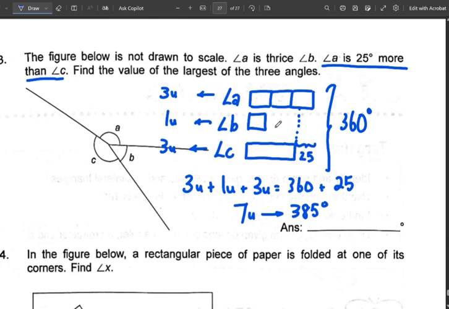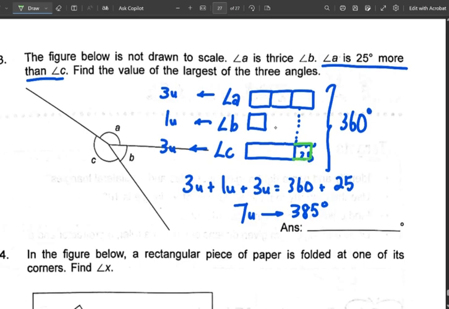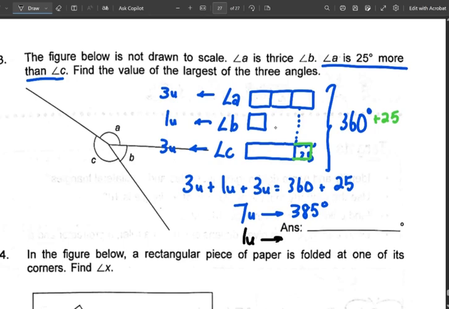You understand? So I'm just going to show you that I'm adding. You can see if I add, you see? Guys, can you all see if I add? What happens when I add this green color box? It becomes 3 units, right? But I must also add 25 over here. Do you understand or don't understand? Very good. So what I want to find is how many units? 1 unit. True or not true? Okay, we divide by 7, we get 55 degrees. Make sense or don't make sense?